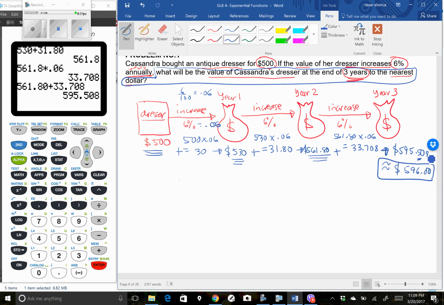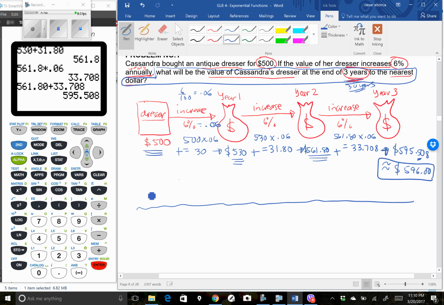But would you be willing to do this process if you had 30 years? Suppose I change this into 30 years. Would you be willing to do this process? That's the problem when the years become larger. This process demonstrates understanding of the problem, but it's good to have a shorter way of finding the answer. So this is the shorter way: using a formula.